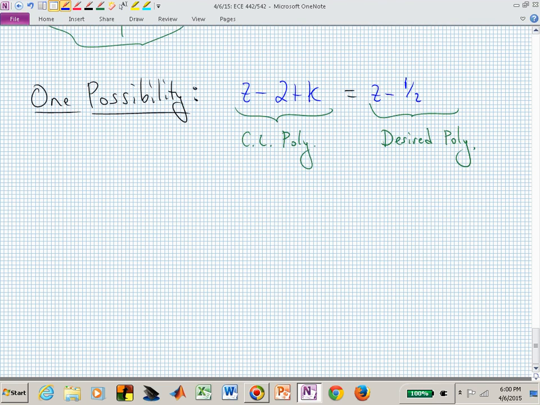Which means that I desire my closed loop pole to be at 1/2. I want it to be far enough inside the unit circle, but not too far. So that's one possible value for a closed loop pole. And if I now have a desired polynomial set equal to my closed loop polynomial, where the closed loop polynomial has an adjustable gain k, that's the only unknown in that equation. I can solve that equation for k to determine what that needs to be. And I can do that by equating coefficients.